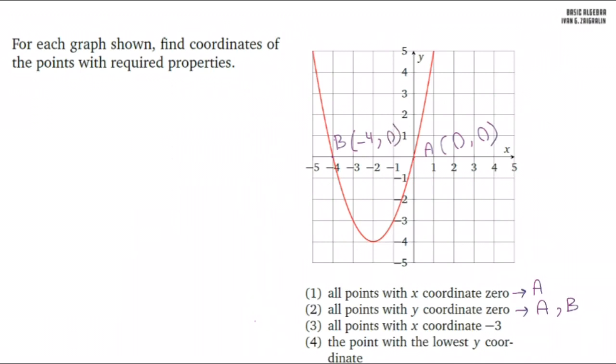3, all points with x coordinate -3, and this point is C, and C is here. C with x coordinate -3 and y coordinate -3.